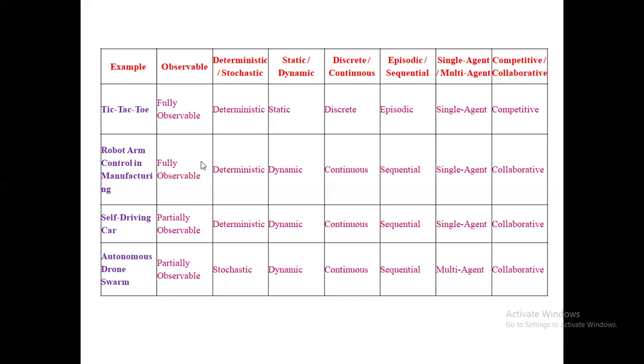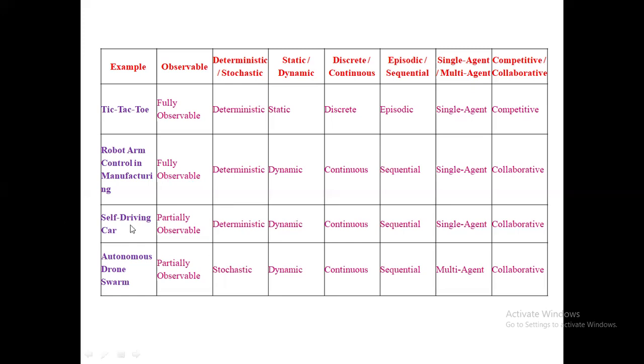It operates in a continuous space requiring precise control over movement. The task is sequential as each action depends on the previous one to complete a process. It is single agent, focusing on the robot's actions, and collaborative as it works to achieve a shared goal, such as assembling products. The environment is known as all parameters are predefined.